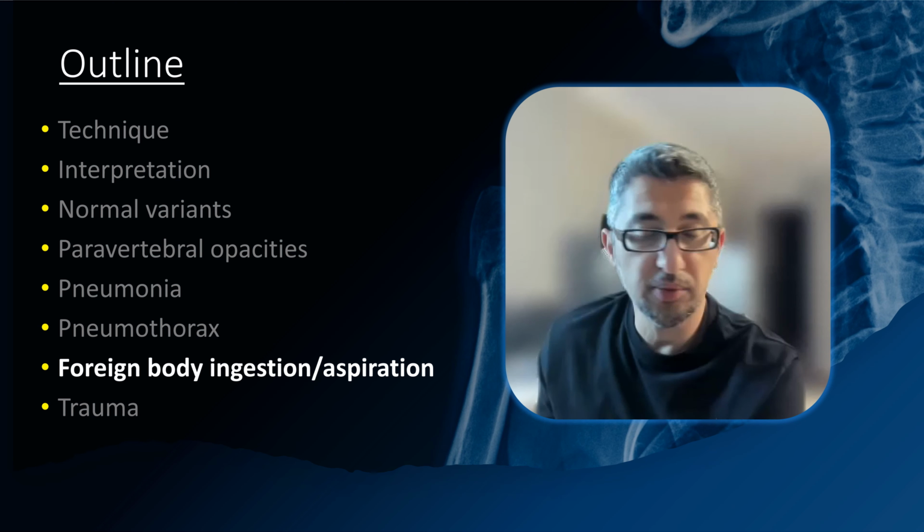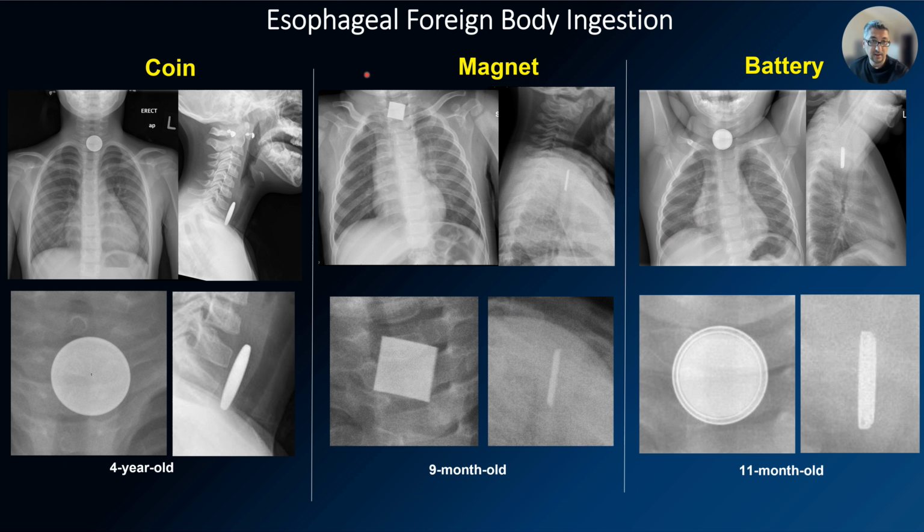After pneumonia, I would like to continue with foreign body ingestion and aspiration. This is very common because children explore the world with their mouth. They aspirate anything. So, 3 different examples of metallic foreign body ingestion: 4-year-old with coin, 9-month-old with magnet ingestion, and 11-month-old with button battery ingestion.